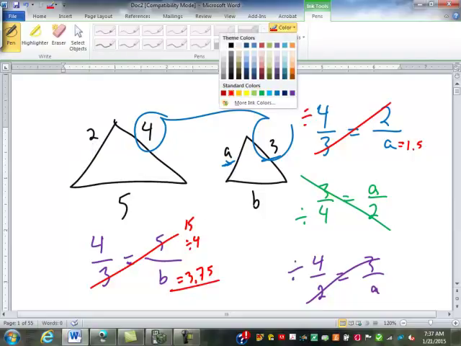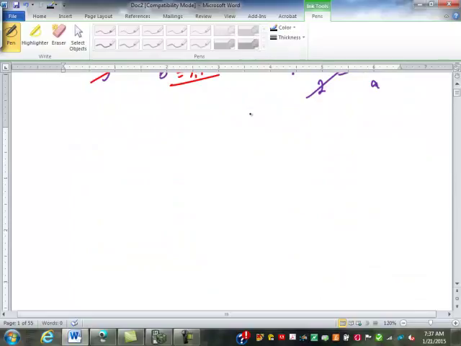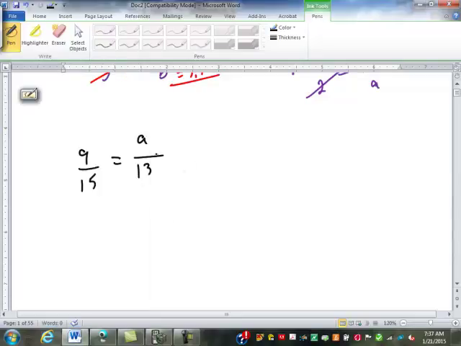Okay. Number 2. Let's see here. I'm not going to draw out the figures, but we've got a 9 to 15 equals A goes with the 9 to 13. So 9 times 13 divided by 15 is 7.8.